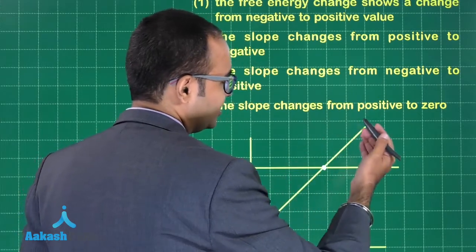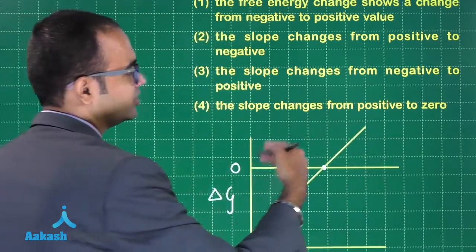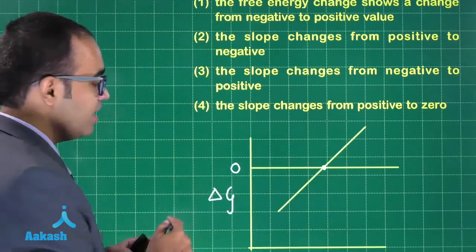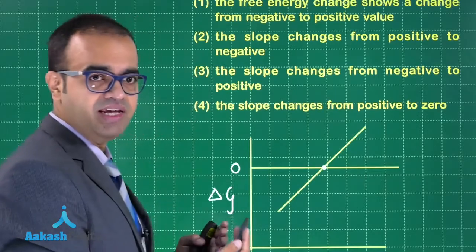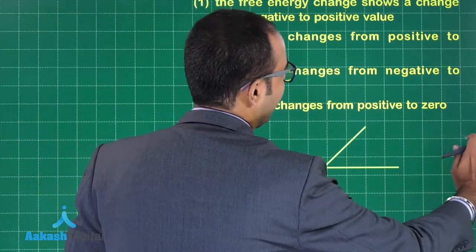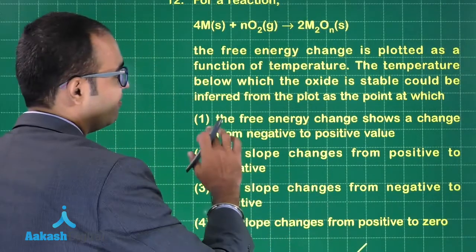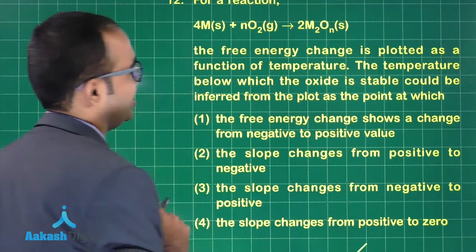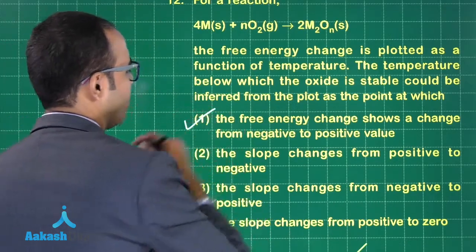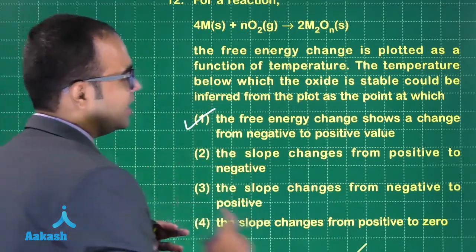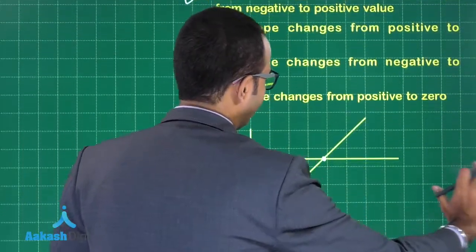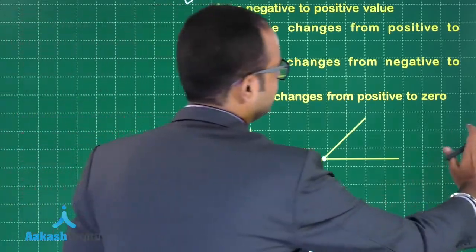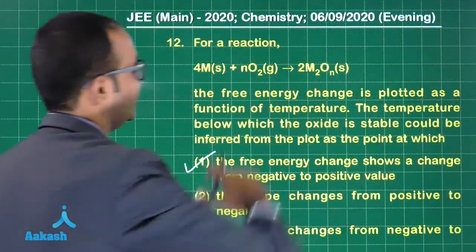So above this, the oxide will be what? The oxide will be less stable. And below this, because the value of del G is negative, your oxide will be stable. So the answer to this question is: the free energy change shows a change from negative to positive value, right? So the answer is option 1, guys. Okay, it was a question from the Ellingham diagram, guys. If you know the Ellingham diagram, you will be able to solve this question. Okay, so let's see the next question, guys.